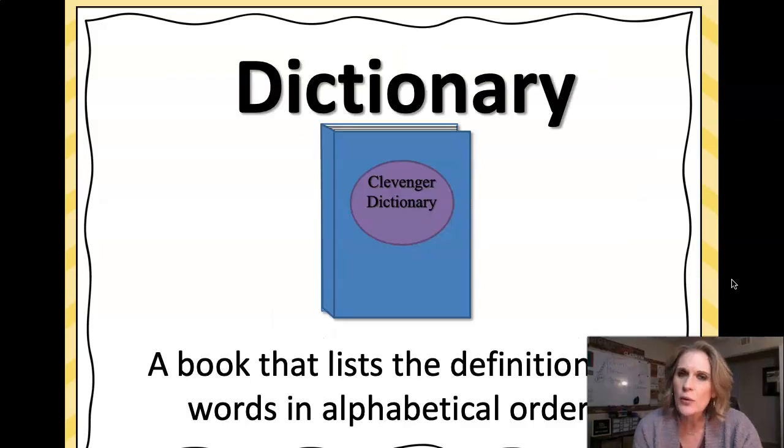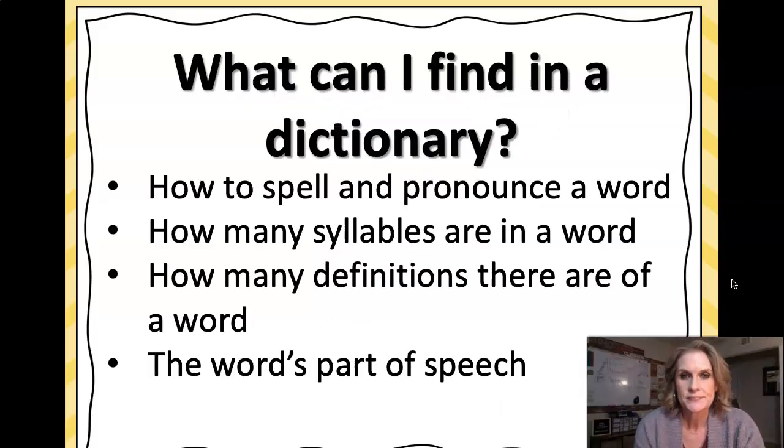Now, dictionaries. You already know what a dictionary is. It's a book that lists, of course, definitions of words in alphabetical order. What can I find in a dictionary? You can find how to spell and pronounce a word correctly, how many syllables are in a word. For example, syllables, teacher. Teacher has 2 syllables. How many definitions there are of a word. Remember, sometimes there's more than one definition for a word. And the word's part of speech. Is the word a noun, a verb, an adjective? The word teacher is a noun. You guys know that because a teacher is a person.